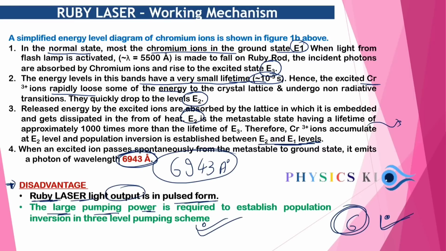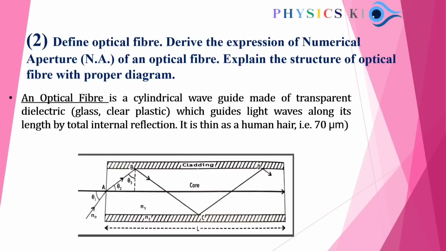So this is our first question which carries 6 marks. Now the second question is: define the optical fiber. First of all, they are asking the definition of optical fiber, and then derive the expression of numerical aperture. You have to derive the expression and then explain the structure of optical fiber with a proper diagram. So let's start. What is our first question?